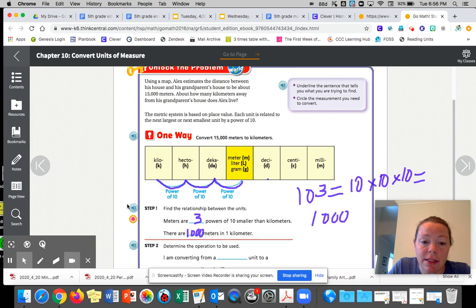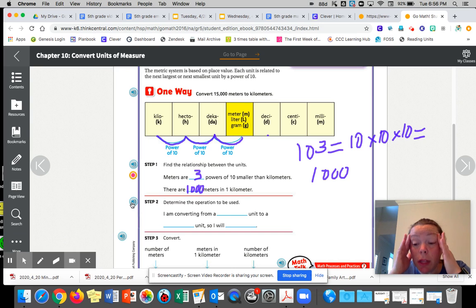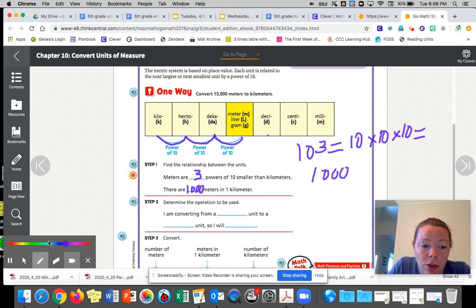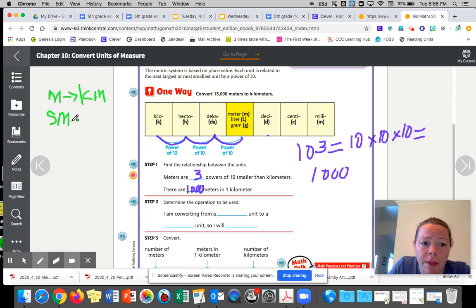So the next step is the same first thing that you think about when you are converting customary units. We have to figure out what operation we're going to use. Right now, I'm converting from meters to kilometers, so I'm going from smaller to larger. Therefore, I'm going to divide. Smaller to larger, I'm going to divide.